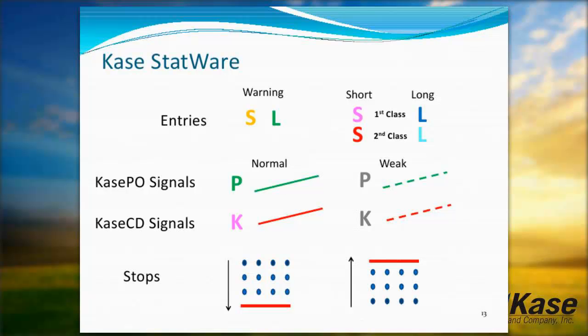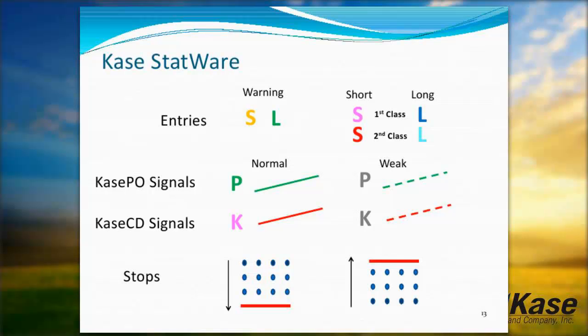So the whole point of the Kase Easy Entry System keys is that it looks at a lot of information and distills it down into a very simplified, color-coded L or S to tell you whether or not you should be looking to get long or get short.